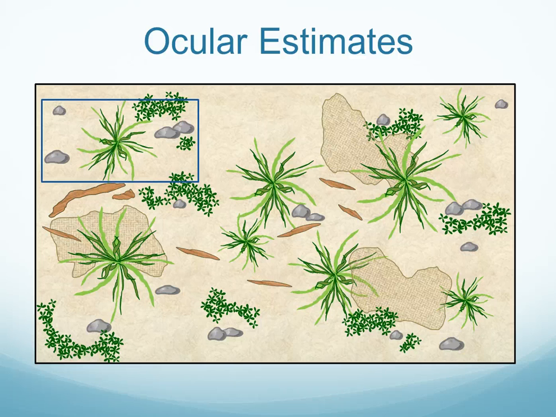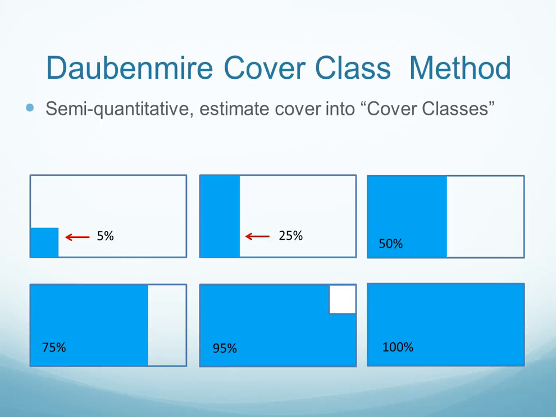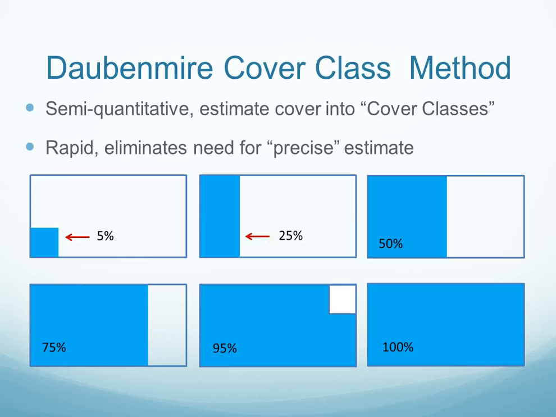We do have other approaches in which we estimate cover ocularly in plots, but by using cover classes. There are a variety of cover class methods, and we're going to focus on the Daubenmire cover class method. The Daubenmire method is a semi-quantitative approach that can be done quite rapidly, and it eliminates the need for precise estimates, meaning that we're not trying to estimate to the nearest percent. Instead, we estimate the amount of cover into 6 different cover classes.